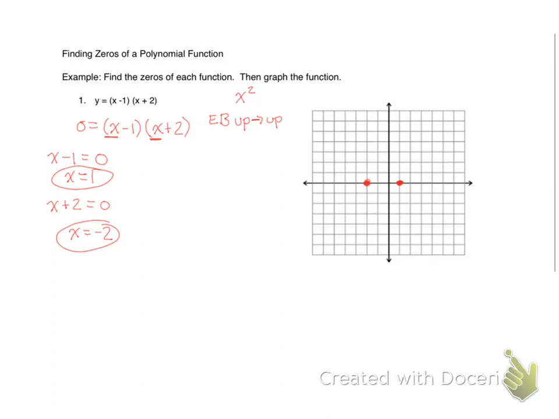So, at this point, I know that the graph is heading this way in the zeros, and then you just connect the dots. Okay, so you should have a graph that looks something like this. Okay? So that's how you sketch a graph of the function using the zeros. Let's try another one.